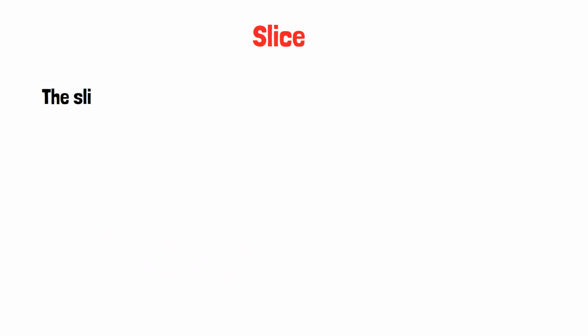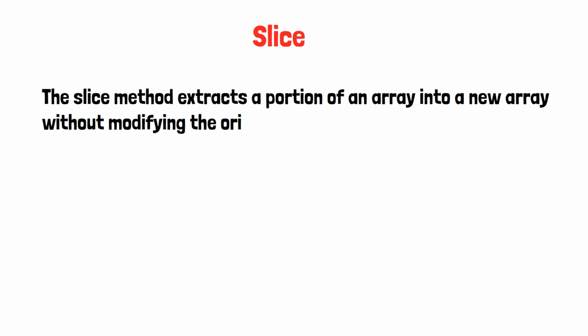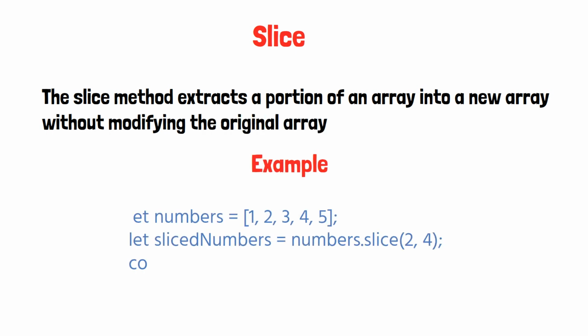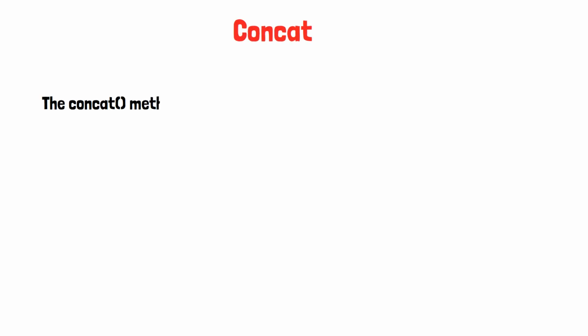Slice. The slice method extracts a portion of an array into a new array without modifying the original array. Concat. The concat method combines two or more arrays and returns a new array.